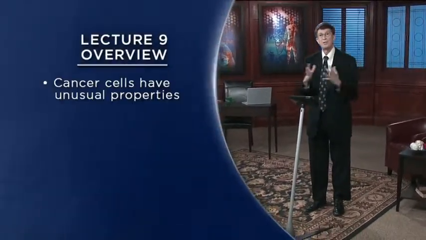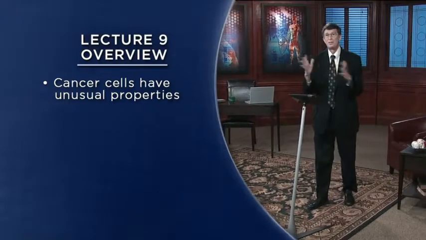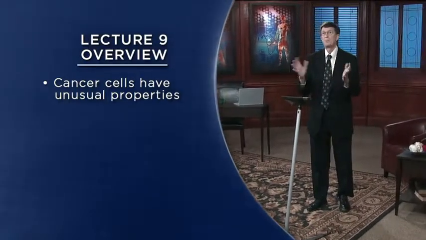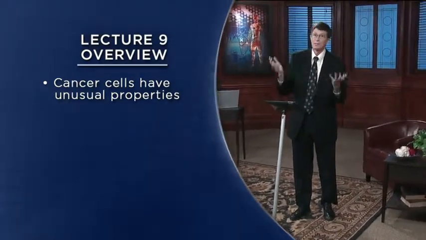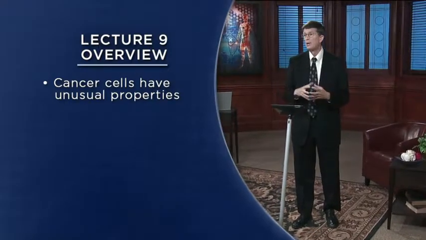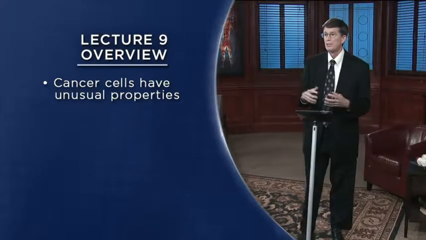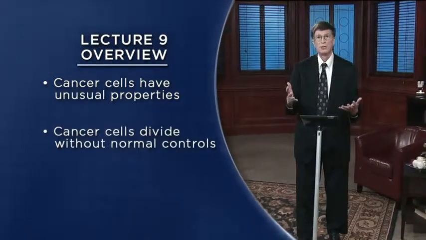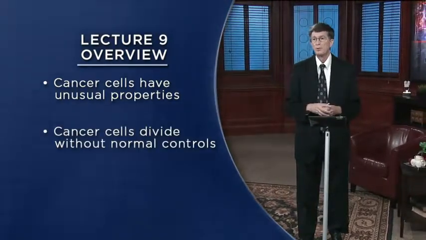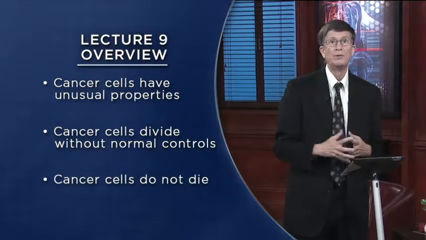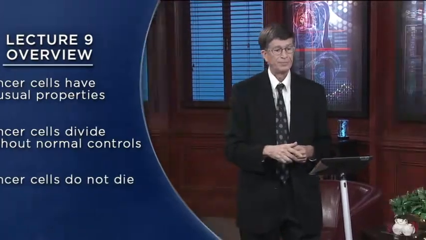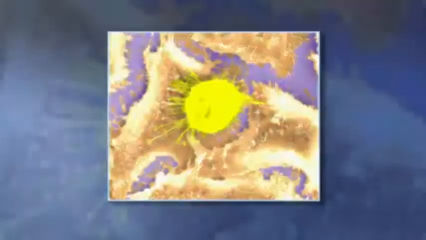This lecture I'm going to talk about the unusual properties that cancer cells have. And I want to emphasize that these properties, and I'll list them, are not present in all cancer cells, but many cancer cells have many of the properties. And I'll describe two of them in detail. One of them is that they divide without normal controls, and that's very important for the growth of tumors. And they don't die. That's something you may not have heard about before. So first, cancer cells' unusual properties.